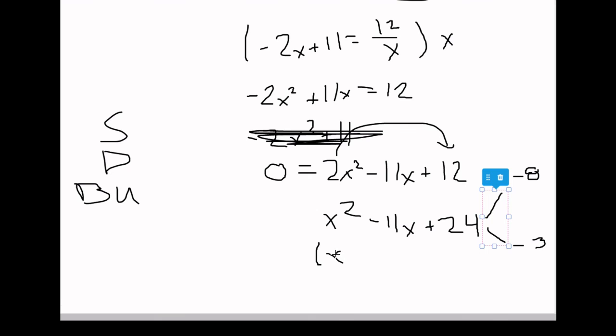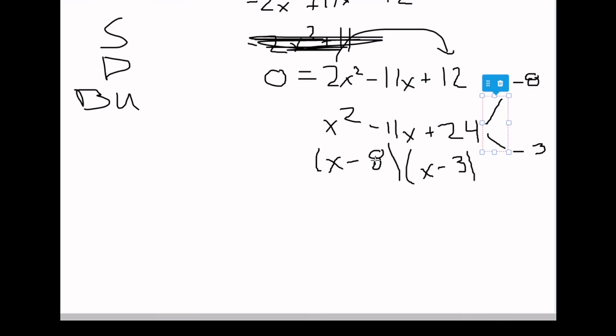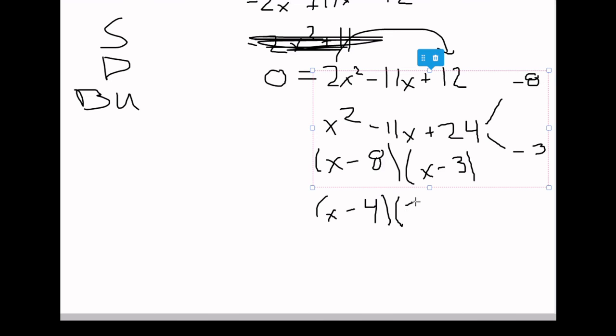So, x minus 8 and x minus 3, but we also need to remember our divide and bottoms up. So we see this. Does the x minus 8 divide by 2? Yes, it does. So we do x minus 4. And the 3 does not, so that's why we make it 2x minus 3.